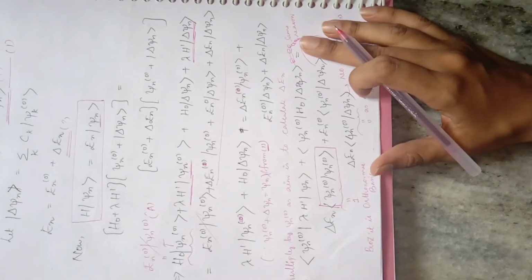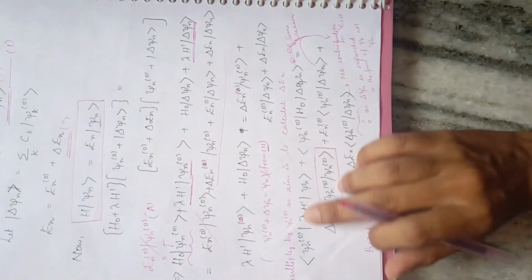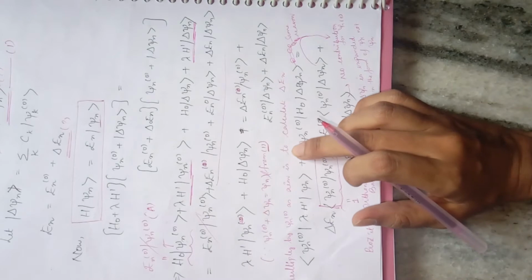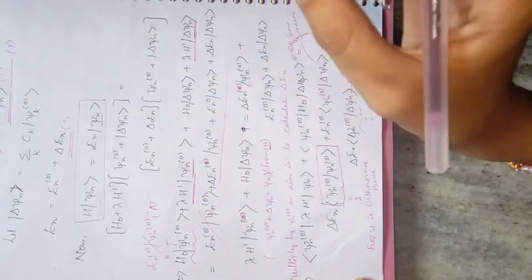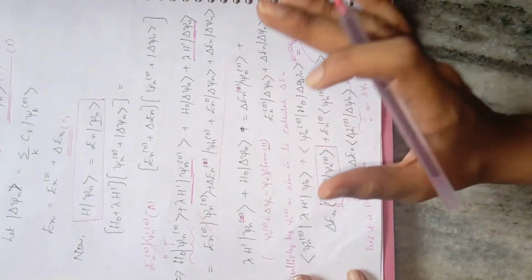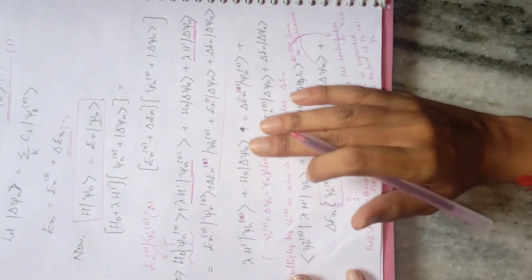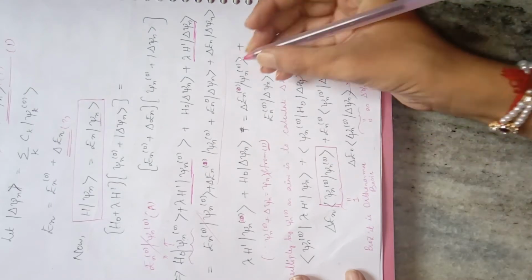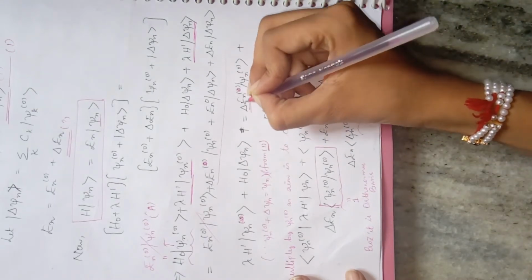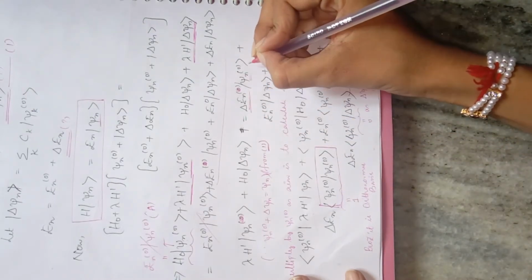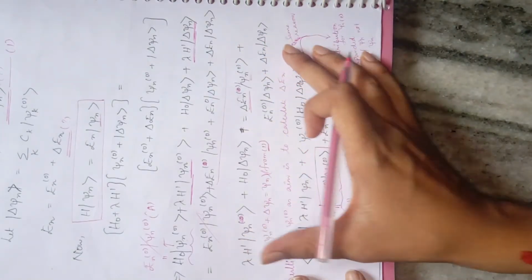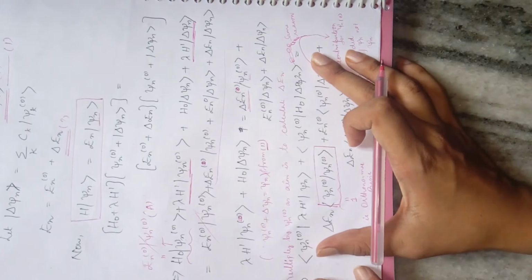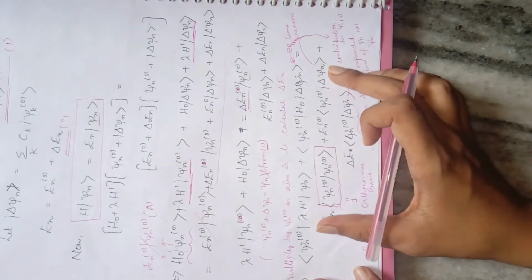Now what we will do is multiply by psi n naught on both sides. Now why do you do this? See, our aim is to calculate delta En. We have to find the energy and wave function after application of the Hamiltonian. So we have to find out delta En. To know this, we have to eliminate this psi n naught. So what I will do is I will multiply with psi n naught on both sides. Multiply with psi n naught on both sides. So what you will get is this particular thing.